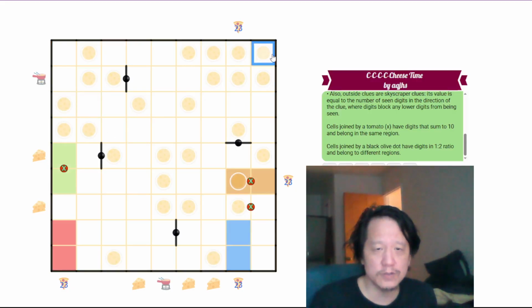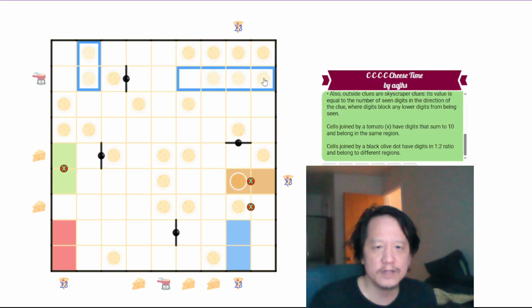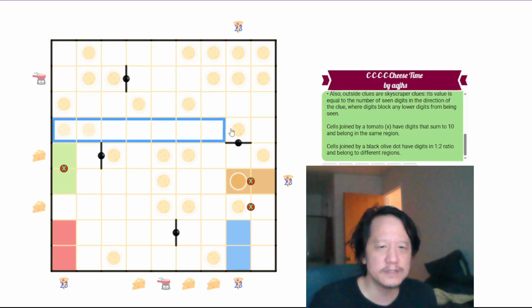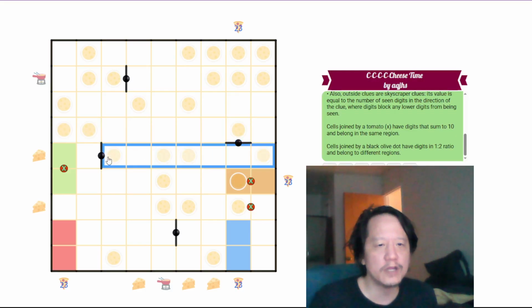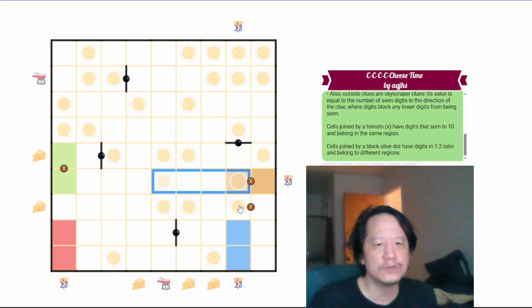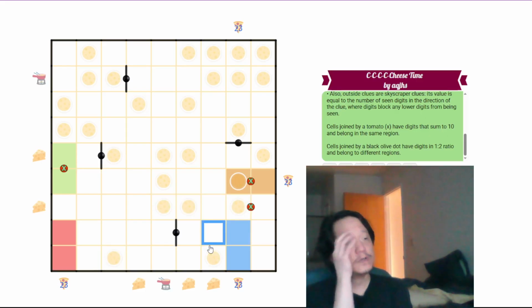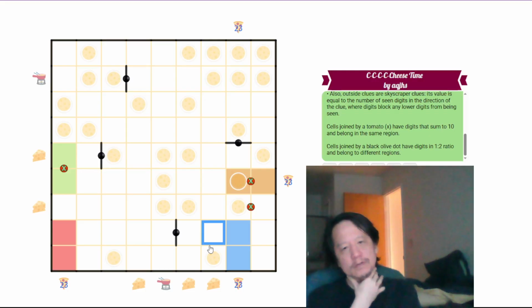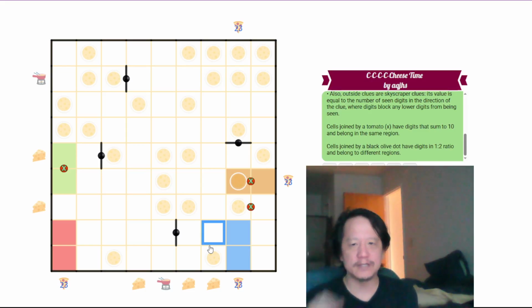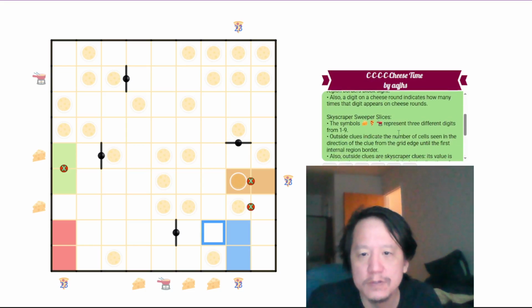How many circles do we have? 5, 10, 13, 16, 20, 22, 25, 27. So that means the digits in the pizza circles must add up to 27, because they appear that many times in the pizza circle.